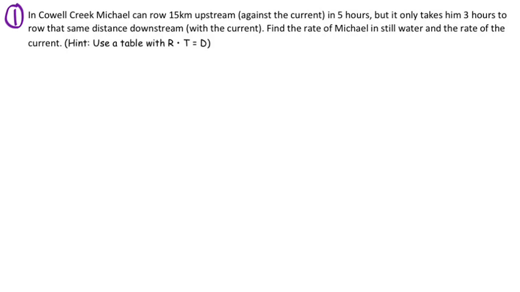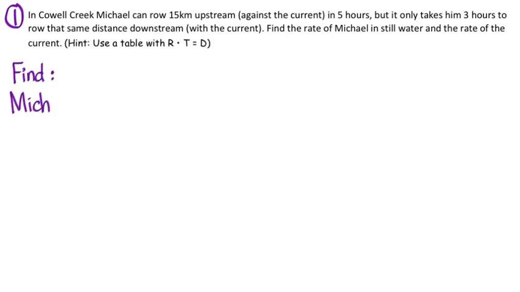In our scenario here, we have Michael can row 15 kilometers upstream, or against the current, in 5 hours, but it only takes him 3 hours to row the same distance downstream, or with the help of the current. Find the rate of Michael in still water and the rate of the current. How do we do this magical thing?